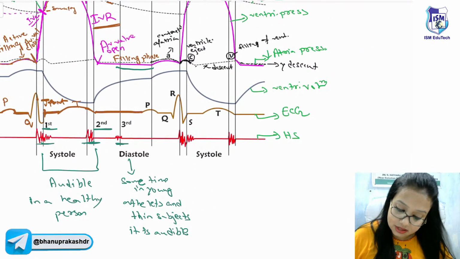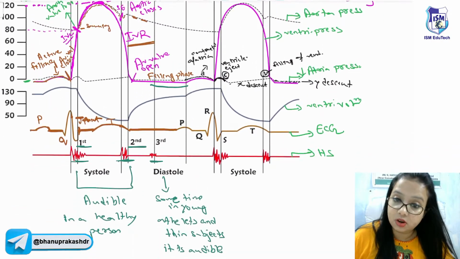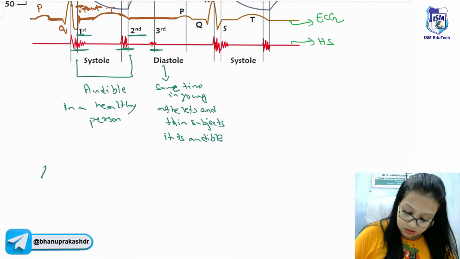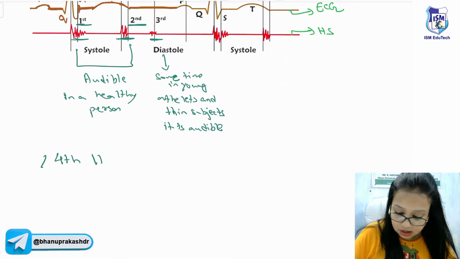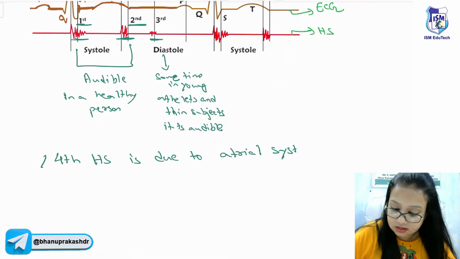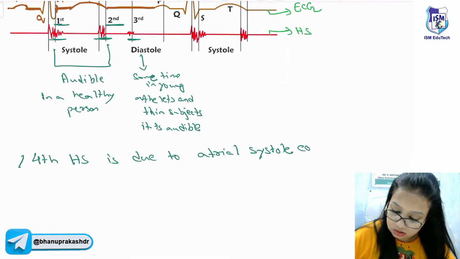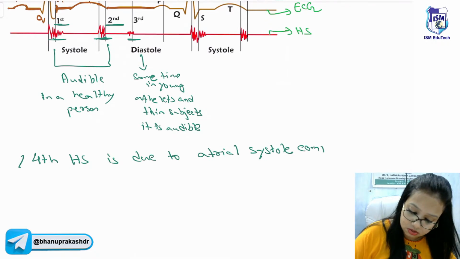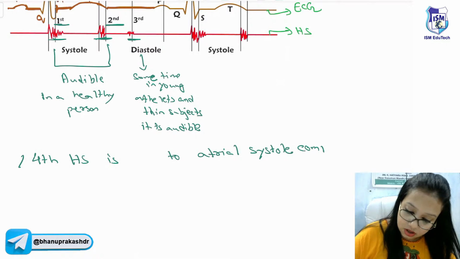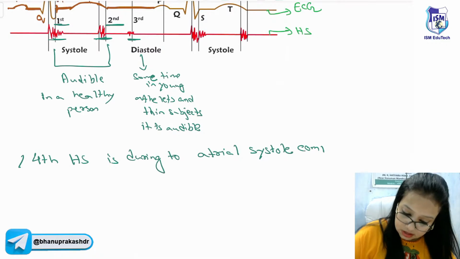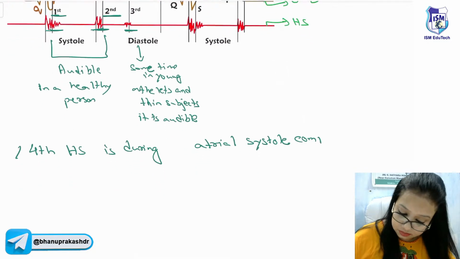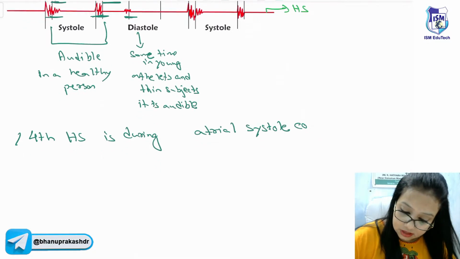There is another heart sound also, which is abnormal. The fourth heart sound is due to atrial systole. Okay, or rather, not due to atrial systole, we should say it occurs during atrial systole completion.